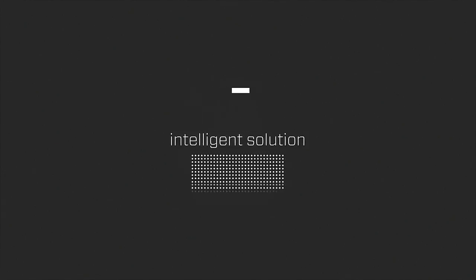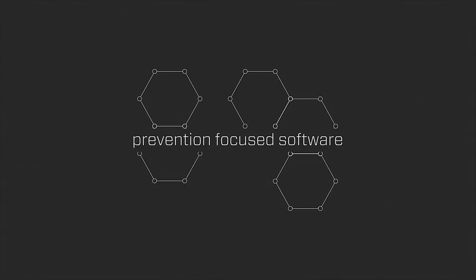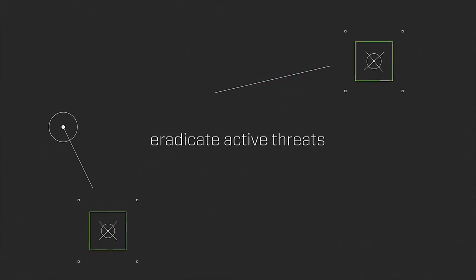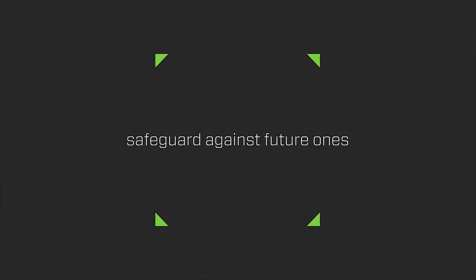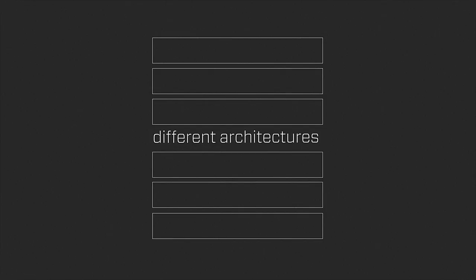The Cylance Prevention Platform is an intelligent solution combining AI-driven, prevention-focused software with specialized security services designed to eradicate active threats and safeguard against future ones. Unlike other endpoint security products that deliver a myriad of security controls with overlapping capabilities, different data requirements, and different architectures, our platform is designed to make use of existing assets, endpoints, and servers to protect themselves.